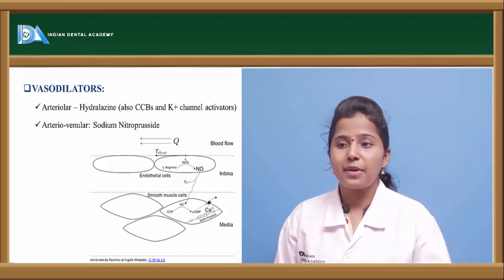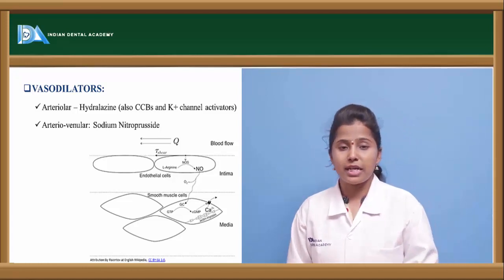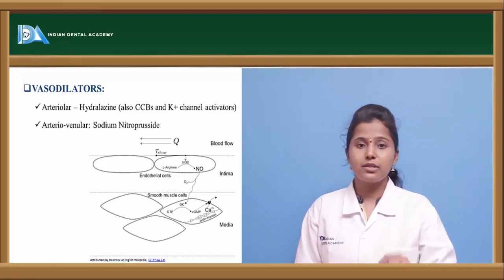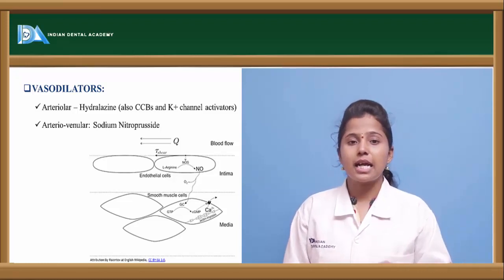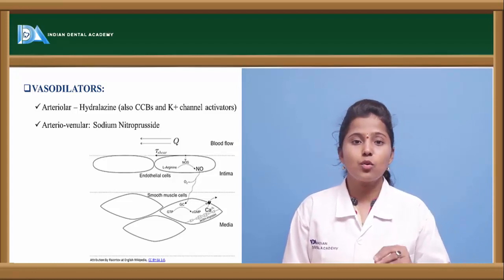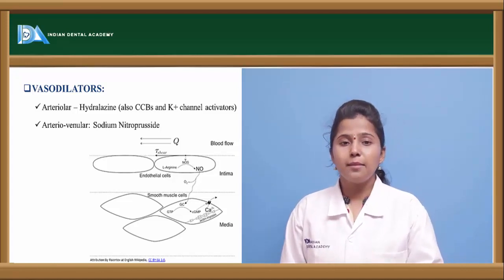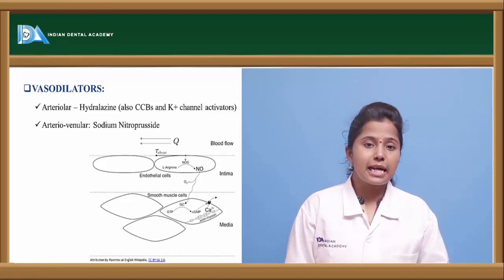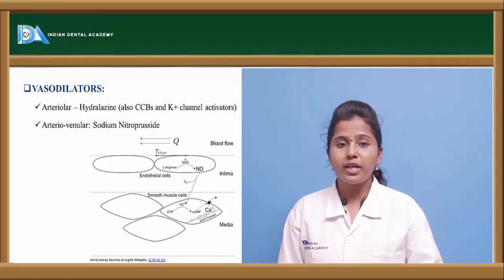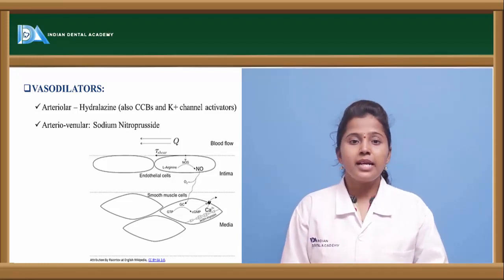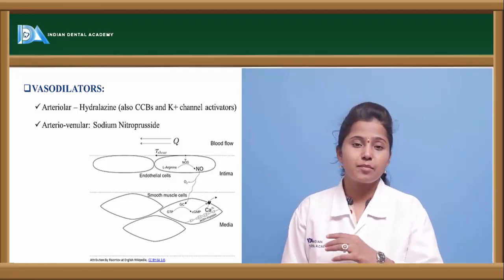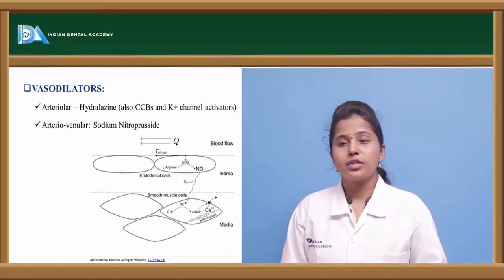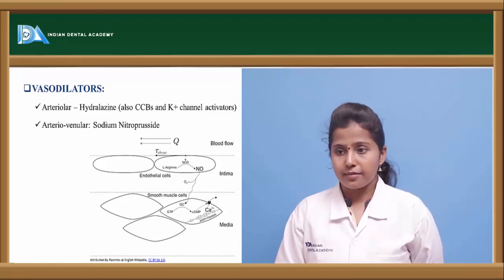These act by the mechanism of nitric oxide. When nitric oxide is released into the bloodstream, that causes an increase in the cyclic GMP levels, that is cyclic guanosine monophosphate. When cyclic GMP increases, it causes dephosphorylation of MLCK, that is myosin light chain kinase, which causes smooth muscle relaxation.